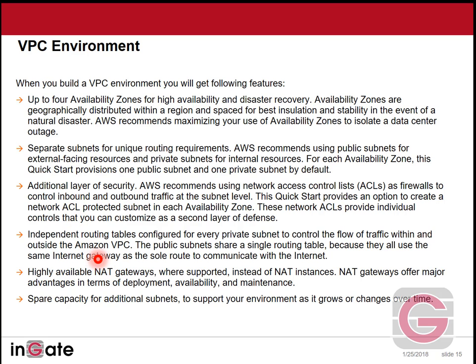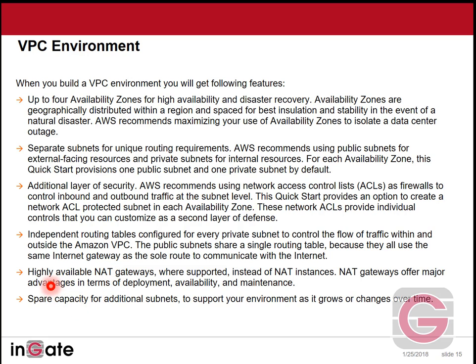Additional layers of security associated with the VPC and the subnets is the access control list. You can have independent routing tables per subnet, so you can control how the traffic is going to be routed based on routing rules that you define associated to each one of your subnets.